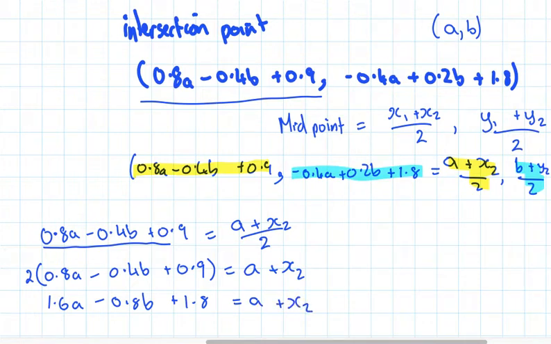I want to find out what x2 is, so I get rid of this a by moving it, subtract a from there, then you get 0.6a minus 0.8b plus 1.8. That's the general coordinate for the x2, that point of reflection. We're going to do the same for the y value, and it should work out pretty much the same.